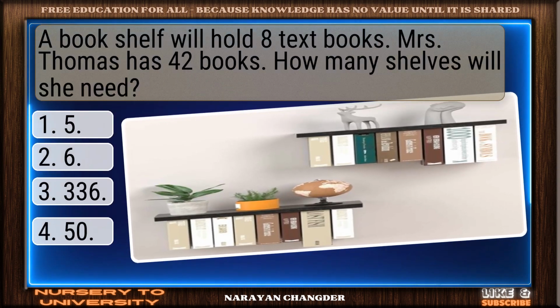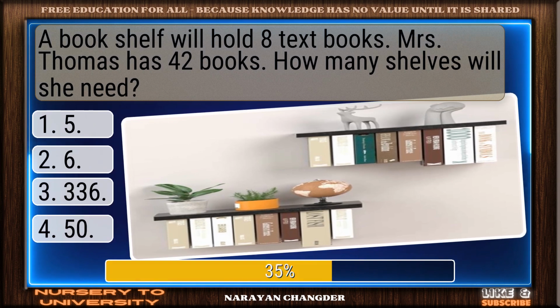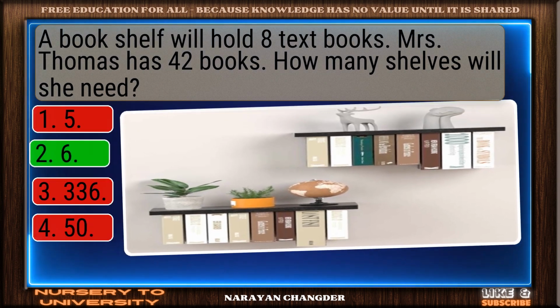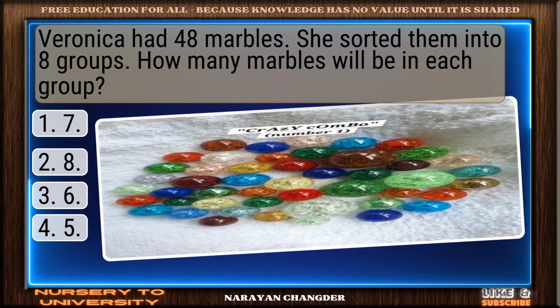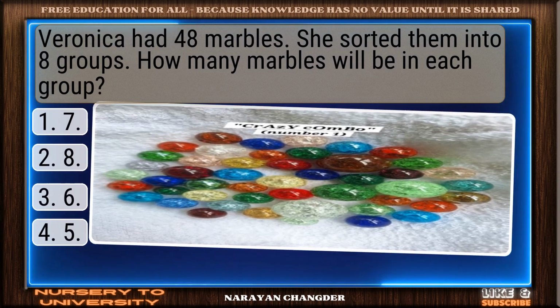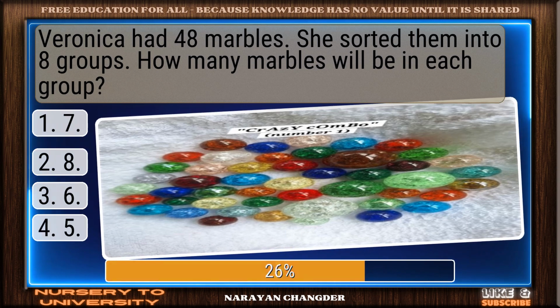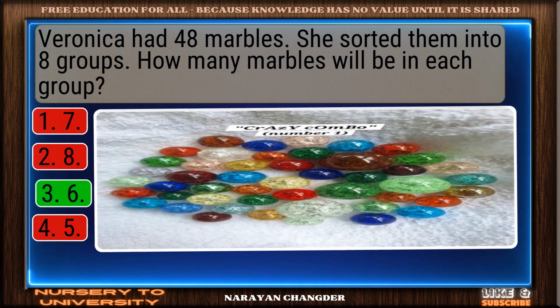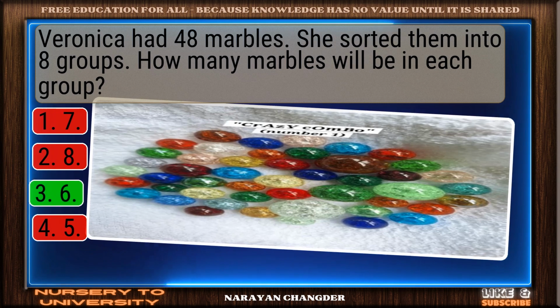A bookshelf will hold 8 textbooks. Mrs. Thomas has 42 books. How many shelves will she need? Exactly. 6 makes sense and it is the right choice. Veronica had 48 marbles. She sorted them into 8 groups. How many marbles will be in each group? Correct response. 6 is the most accurate answer.